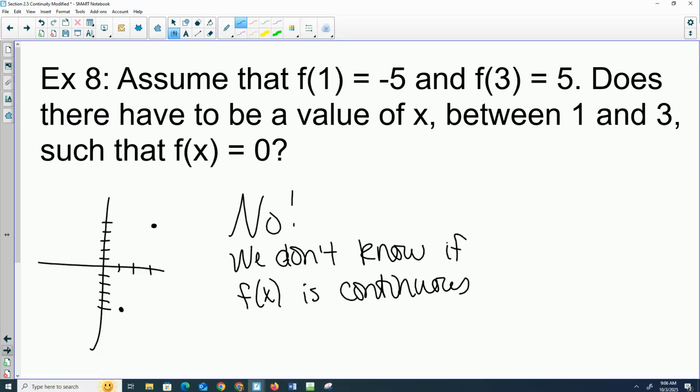If it's continuous, then certainly there would be a place between that would make it equal 0. But since I didn't tell you it was continuous, we can't assume that.